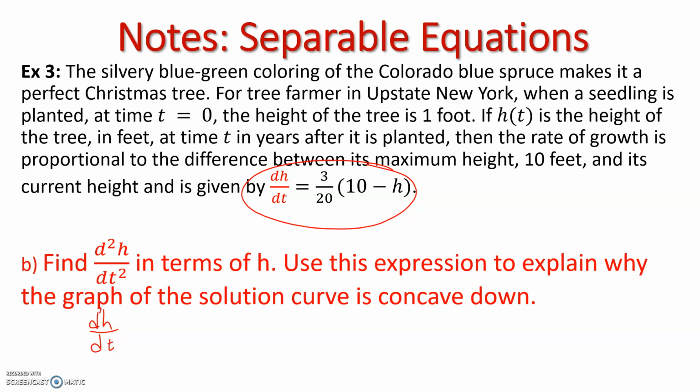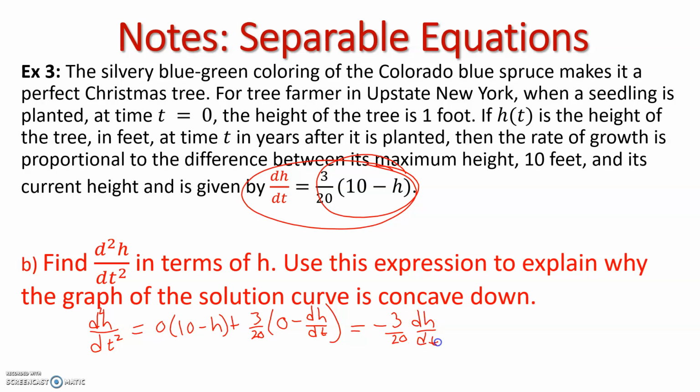So we have our first derivative, and we are going to take the second derivative by simply following the product rule, because this is a product. So the derivative of 3 over 20 is 0 times 10 minus h, plus 3 over 20 times the derivative of 10, which is 0, times the derivative of h with respect to t. Okay, so this becomes 0 for our first term, and then we get negative 3 over 20 dh/dt.